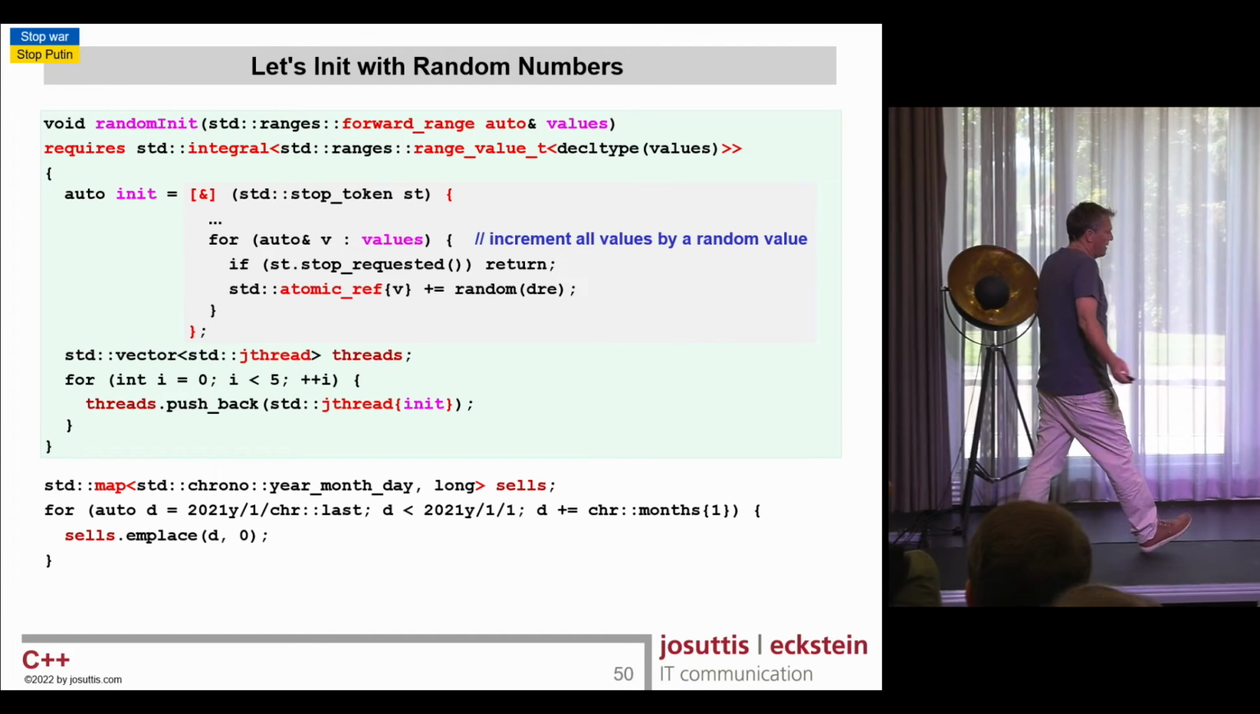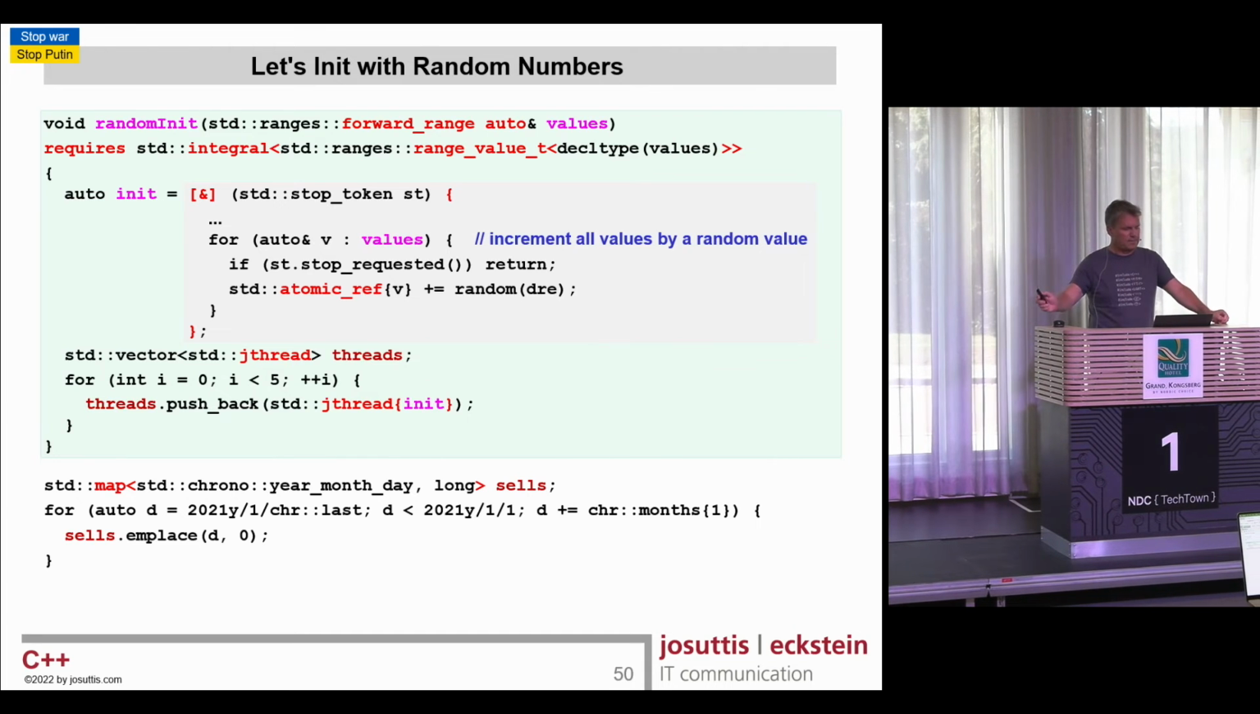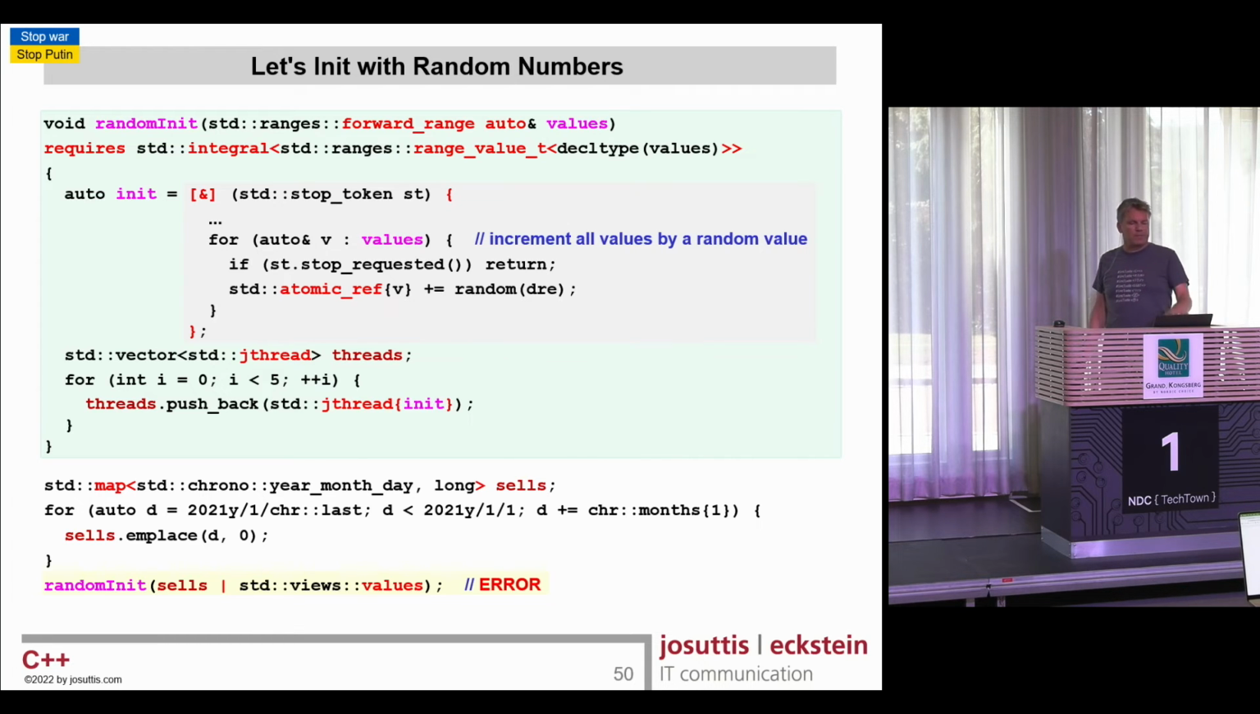And now, let's simulate selling. So we call random init, and there is a view that takes from a pair the value. So from a key value pair, the value. This view is called values. So we pipe the elements. We take all the elements. We take only the values of them. But this is an error.